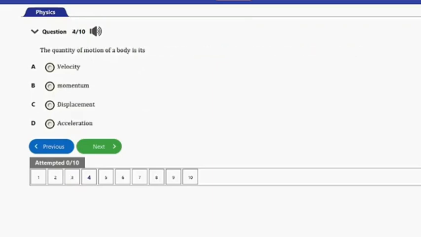So guys, the next question we have here is question number 4. It says, the quantity of motion of a body is its A. Velocity, B. Momentum, C. Displacement, D. Acceleration. So guys, the answer to this question is option B. Momentum. Momentum is actually the product of mass and velocity. That's the quantity of motion of a body. So guys, that's it for this question. Let's go ahead and consider the next question.